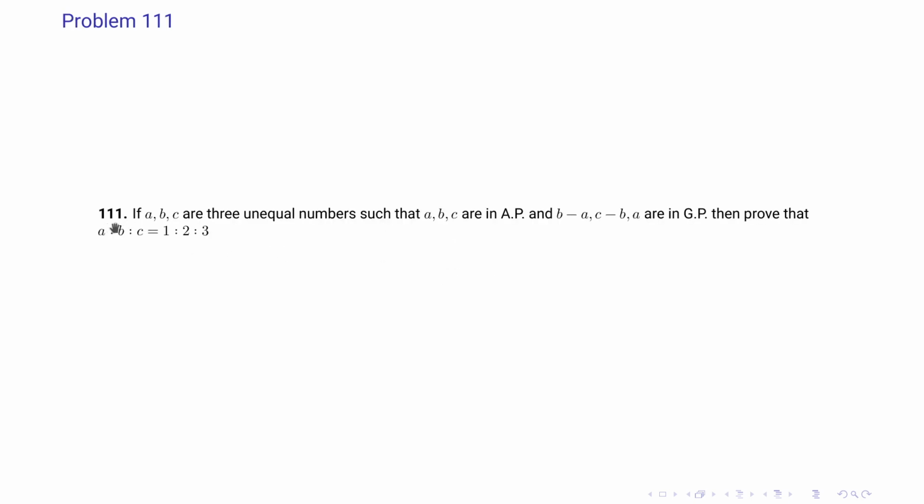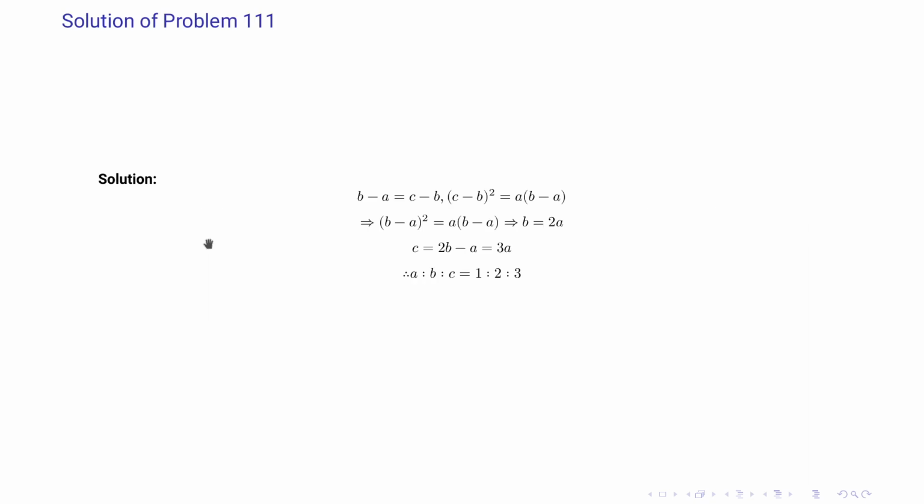Problem number 111 says that if a, b, c are three unequal numbers such that a, b, c are in AP and b minus a, c minus b, a are in GP, then prove that a is to b is to c is equal to 1 is to 2 is to 3.